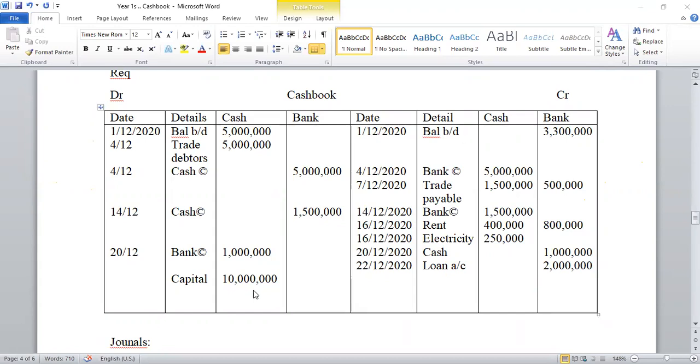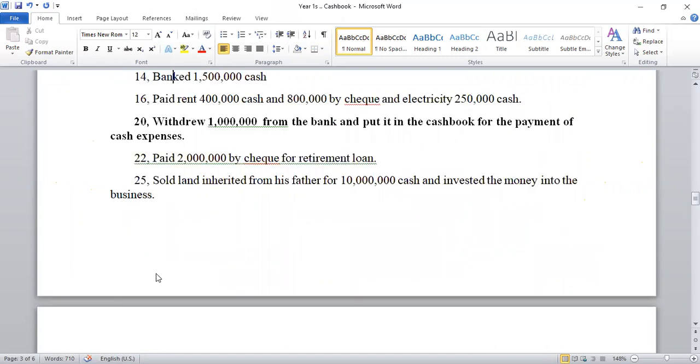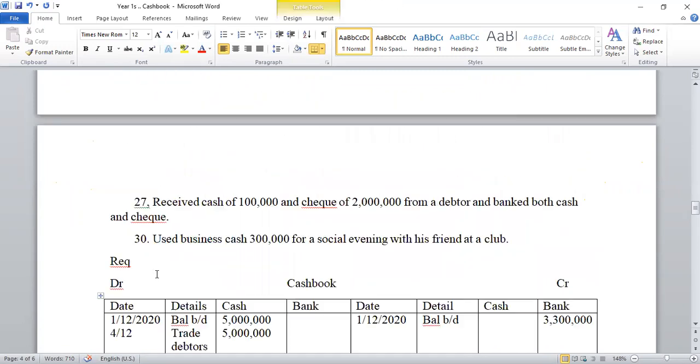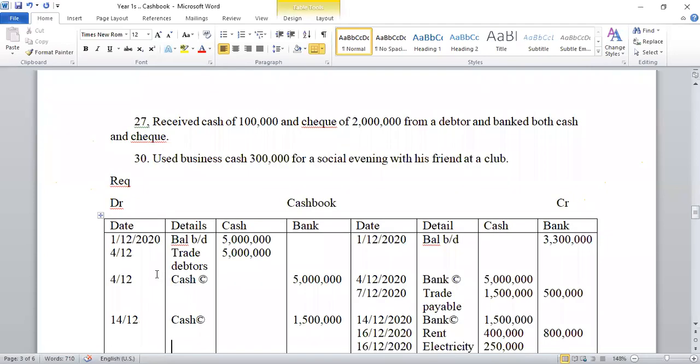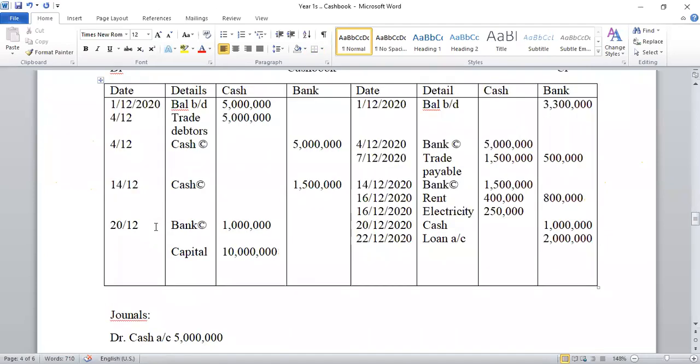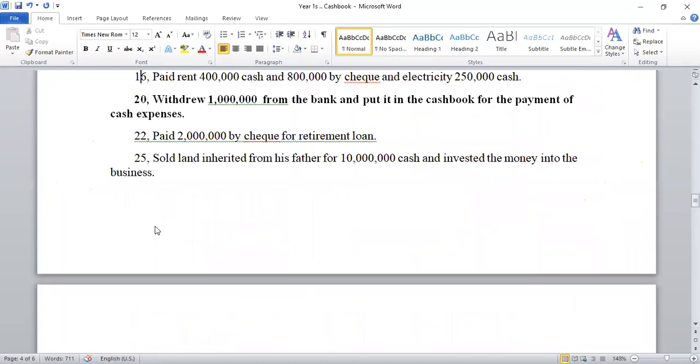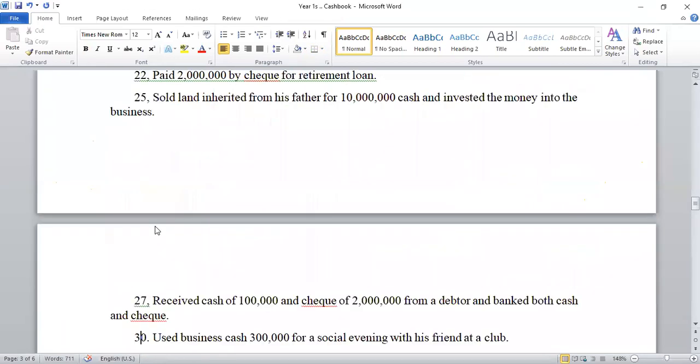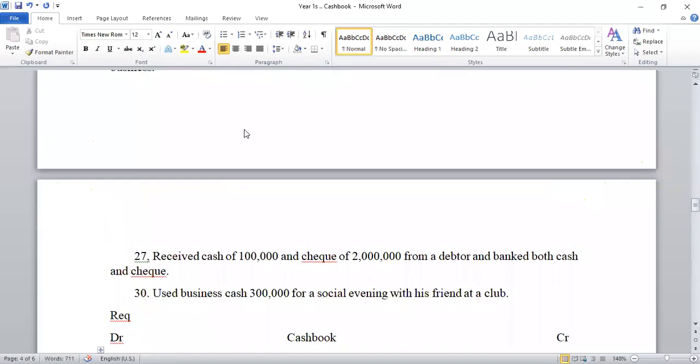So I hope we are fine with the 10 million, the capital entry. So the date was 23rd, is it? Let me confirm. It is 25th. Okay, so come and put 25th, the date. Okay, guys, as easy as that. So I'm going to the next transaction. The next transaction says 27.